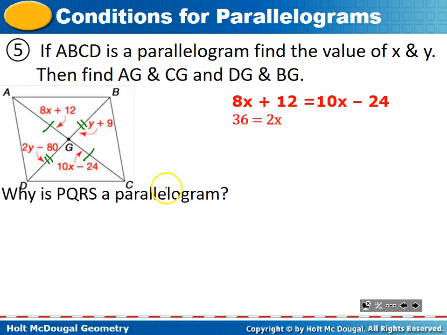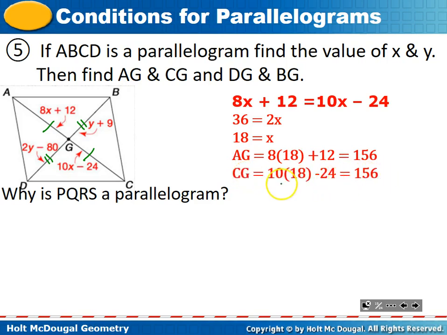And solving this, we would subtract the 8x from the 10x. That would give us 2x. Then we would add 24 to 12, that's 36. And when we divide 36 by 2, that would be 18. So now we're going to plug that value of 18 for x into AG and CG. When we do that, we get 156 for AG, and we get 156 for CG. So that means that AG and CG are congruent. Then we're going to do this other one, DG and BG. So we set those equal to each other.